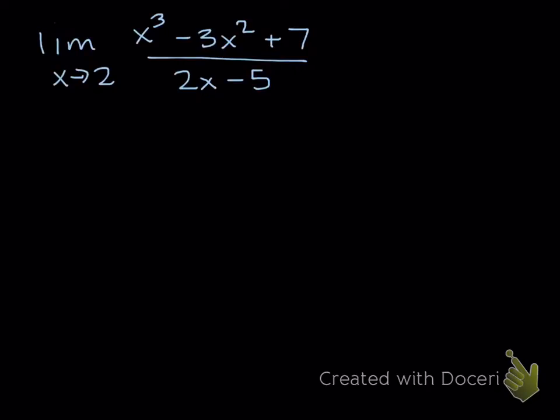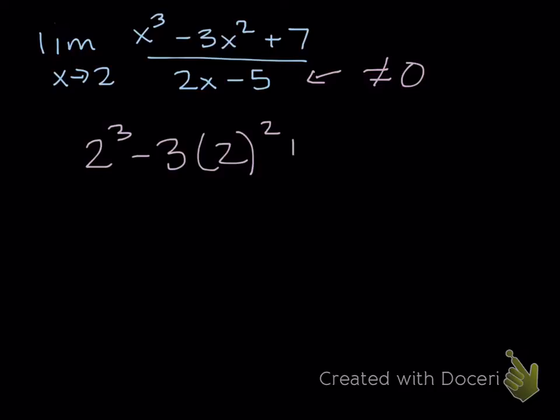And then the last one we're going to discuss is quotient. Notice I have this third degree polynomial, so it's a cubic polynomial over a linear piece. As long as when I plug in 2 the denominator does not equal 0, I can simply plug it in. In tomorrow's lesson, we're going to discuss what happens when it is 0. So in the numerator, I have 2 cubed minus 3 times 2 squared plus 7, all over 2 times 2 minus 5.